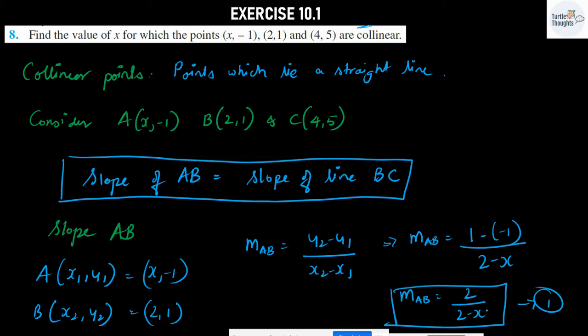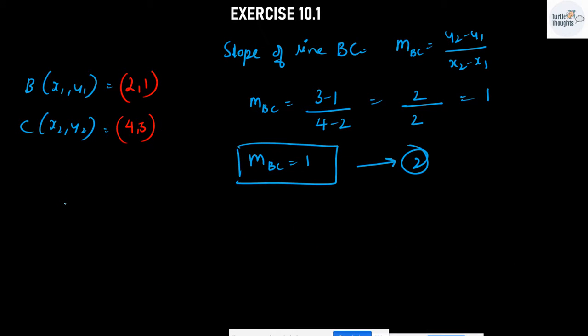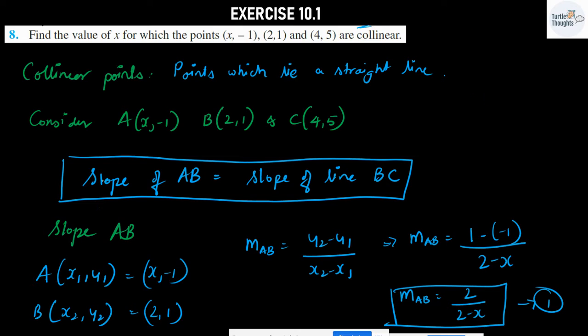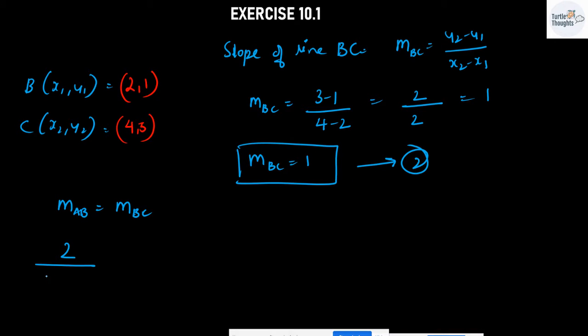Slope of line AB I have got as 2 divided by 2 minus x. Slope of line BC I have got as 1. I know that both of the slopes should be equal. So equating both of them, MAB is equal to MBC, right? So MAB should be equal to MBC. MAB I have got as 2 divided by 2 minus x, and here I have got a 1, right?